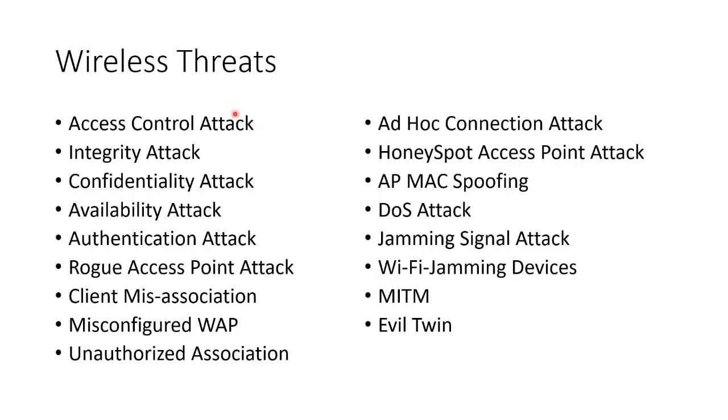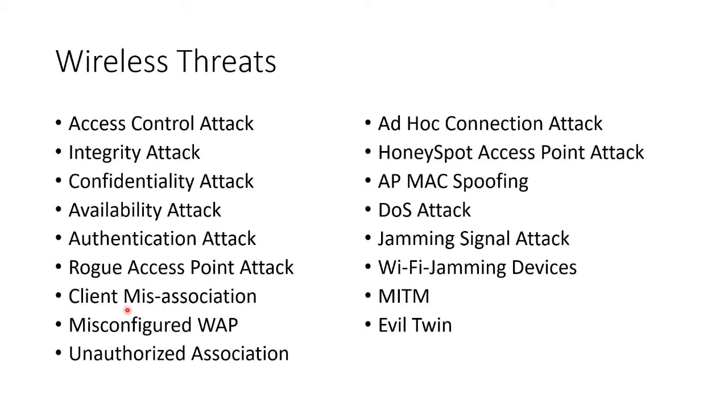So now with all that background, let's get to the attacking. Here are the threats. We could gain unauthorized access control. We could attack the integrity of transmissions or data, or the confidentiality, or the availability by doing denial of service. We could falsely authenticate. We could set up a fake access point, a rogue.